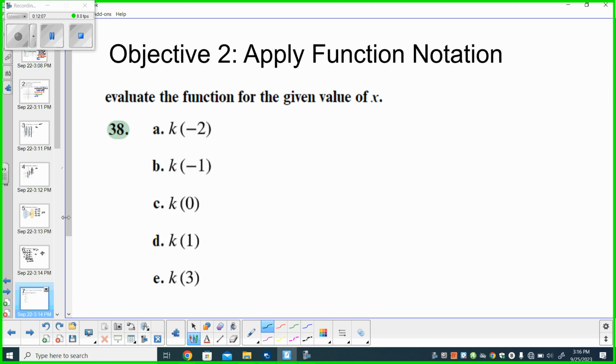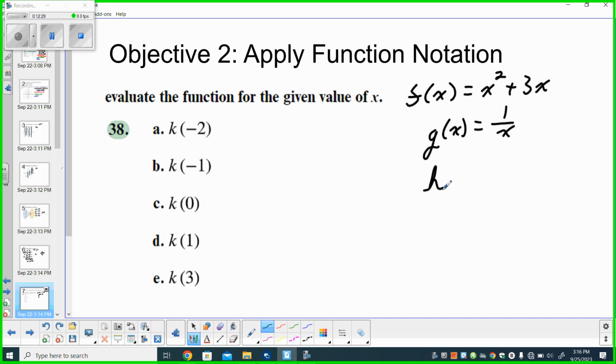All right, so our functions are going to be over here. We have f of x is equal to x squared plus 3x. We have g of x is equal to 1 over x. We have h of x, which is equal to 5. And we have k of x, which is equal to the square root of x plus 1.